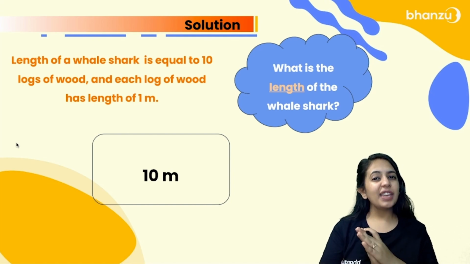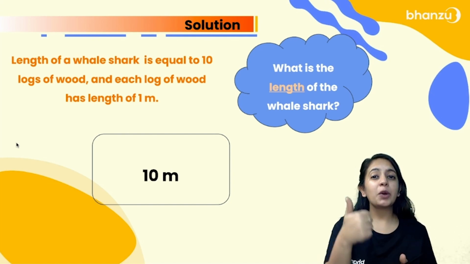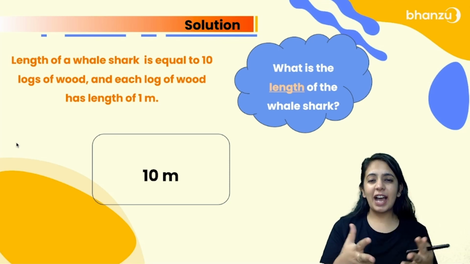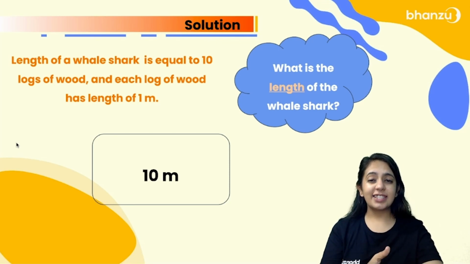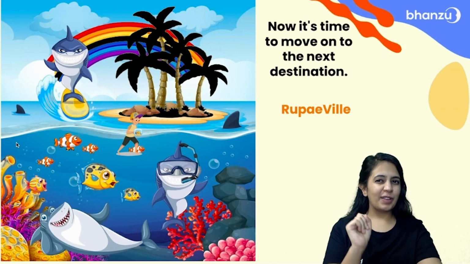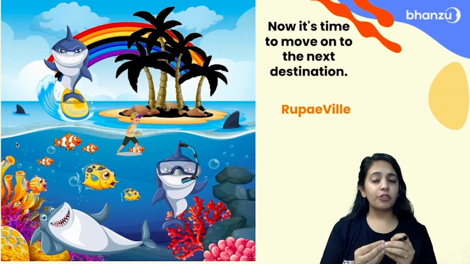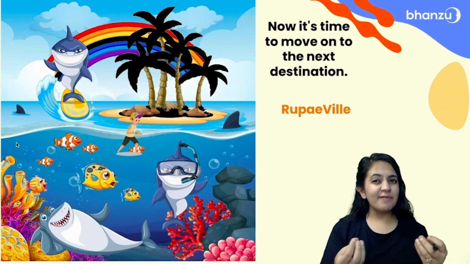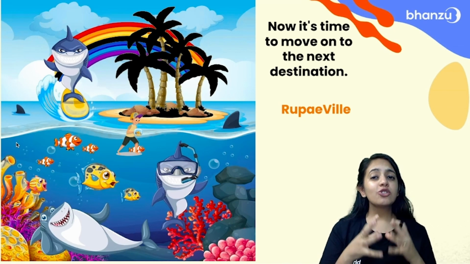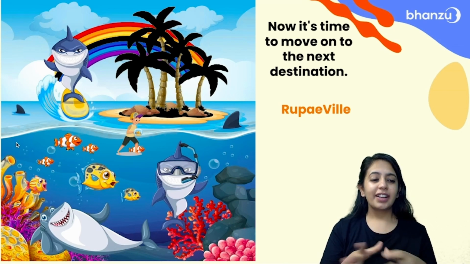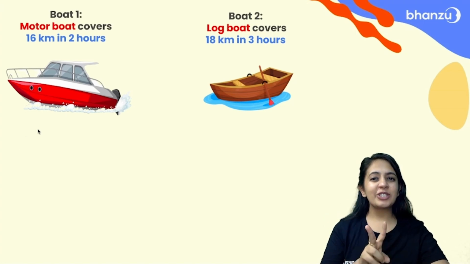Awesome. With that, we are done with the measurements like weight and length. Now it's time to move to the next destination, which is Rupeeville. Since we have to reach faster over here, in order to collect so many rupee, means money, we have to travel by boat because it's quite far.